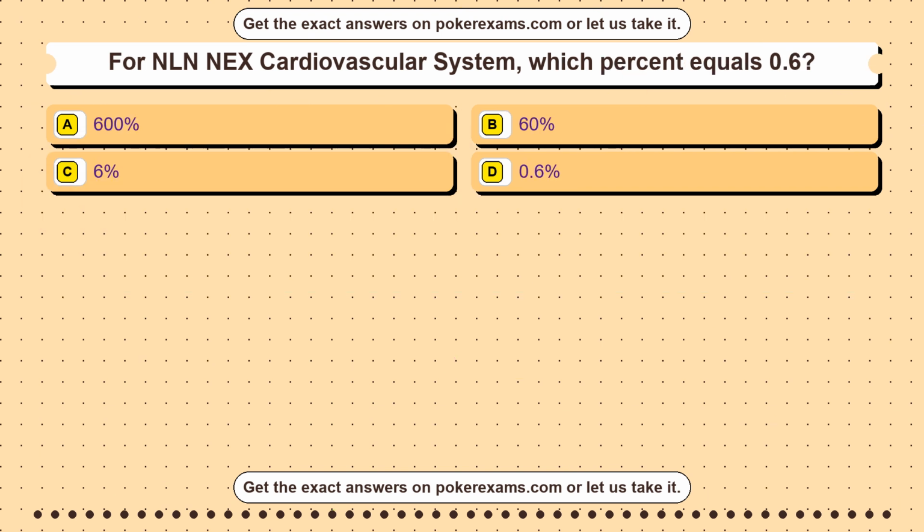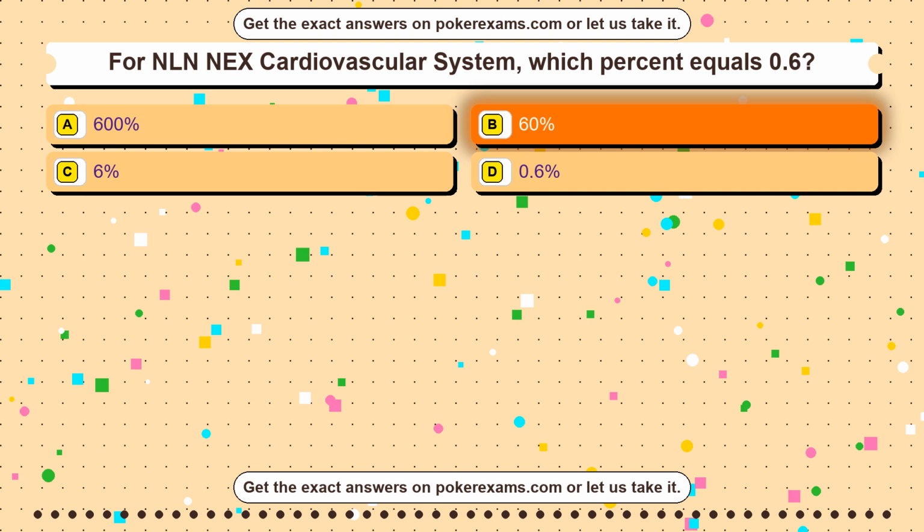Question 32. For her CO2 biology review, how many milliliters are in 1 liter? Option A. 10,000. Option B. 10. Option C. 100. Option D. 1,000. The correct answer is option B.